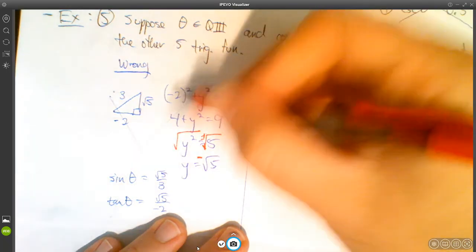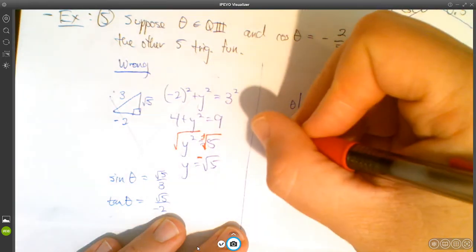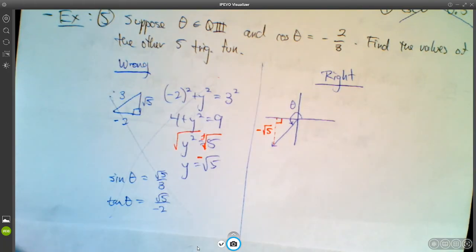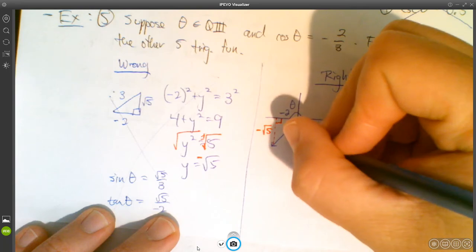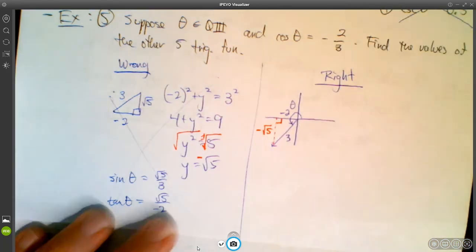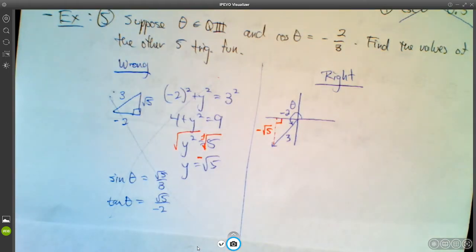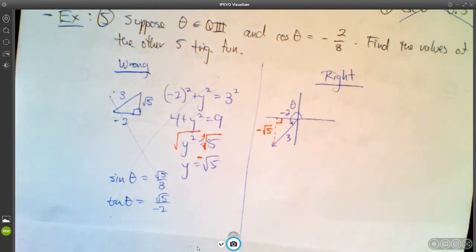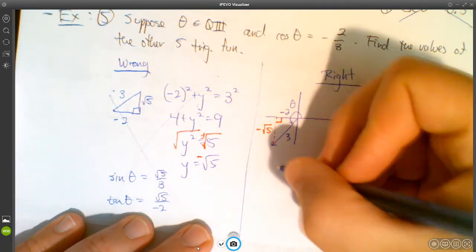So I'm not going to redo all of this work, but you would do this work, and then you would conclude, okay, y is negative square root of 5, right? X was negative 2, and r is always a positive value, right? So r was positive 3. That's the correct picture, okay? And when you draw it correctly, when you draw the angle in standard position and you get the angle in the correct quadrant, well, then you can list off your trig function values pretty easily. So here are the correct solutions.